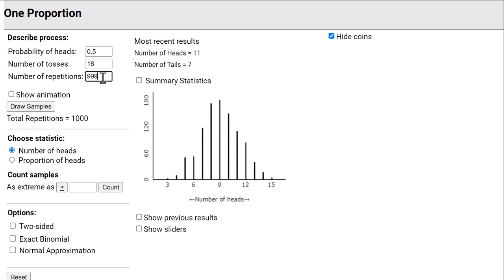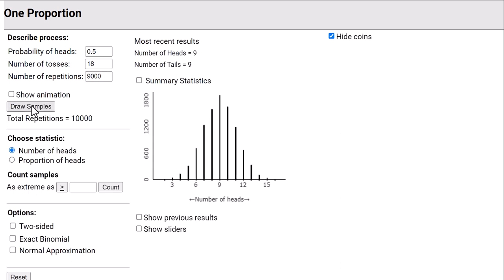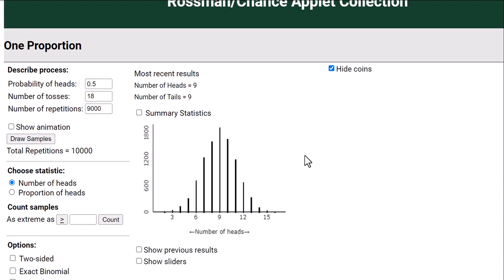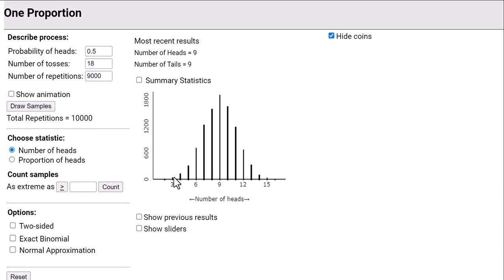And so now, I have 1,000 and we said we want 10,000. So let's put 9,000 for number of repetitions and draw samples. Notice that somewhere in here it should tell you that you have 10,000. Oh, right there. We have 10,000 total repetitions, and here is our binomial distribution of our simulation. So where is it centered? What is the shape? What's the variability? It appears to be bell shaped, so normal.